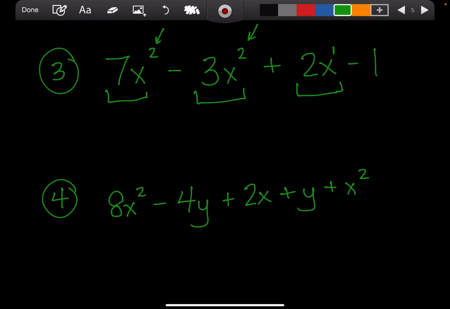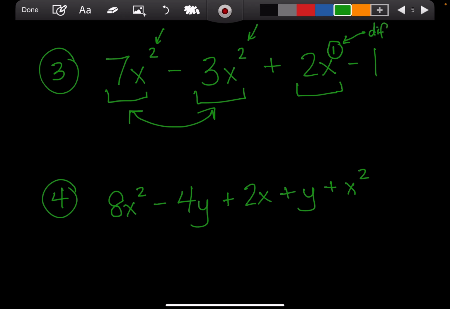They don't write it there because it doesn't make a difference. X to the first power is just x. But technically, that's x to the first power, and these, therefore, are not like terms. So 2x is not like terms with the 3x squared and the 7x squared because 2x has an exponent that is different.